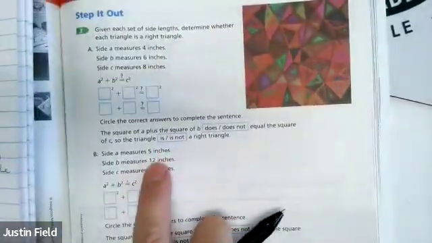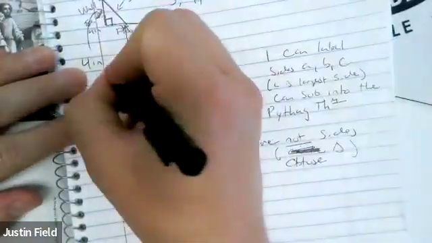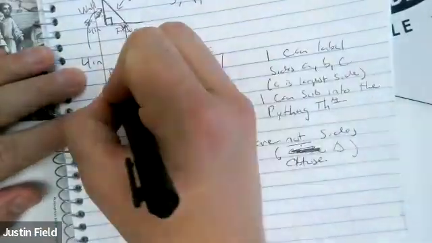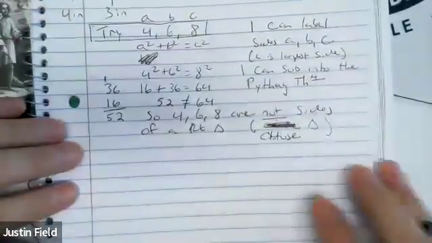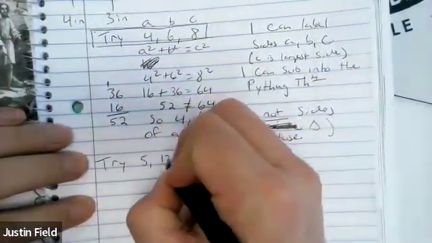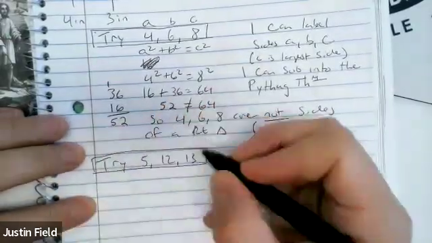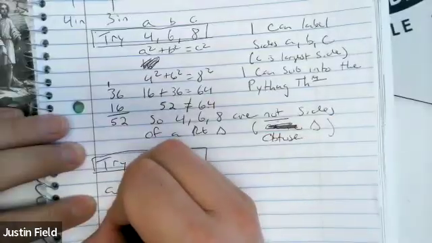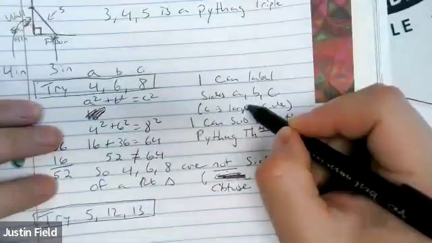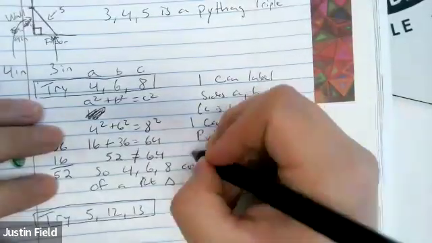Let's try another one. The second example is 5, 12, and 13. And I think we already know about that one, but we're just going to verify, trust, and verify. So try 5, 12, and 13. What do you guys think? So let's label. Oh, and my third success criteria. So I can label sides A, B, and C. I can sub into the Pythagorean theorem.